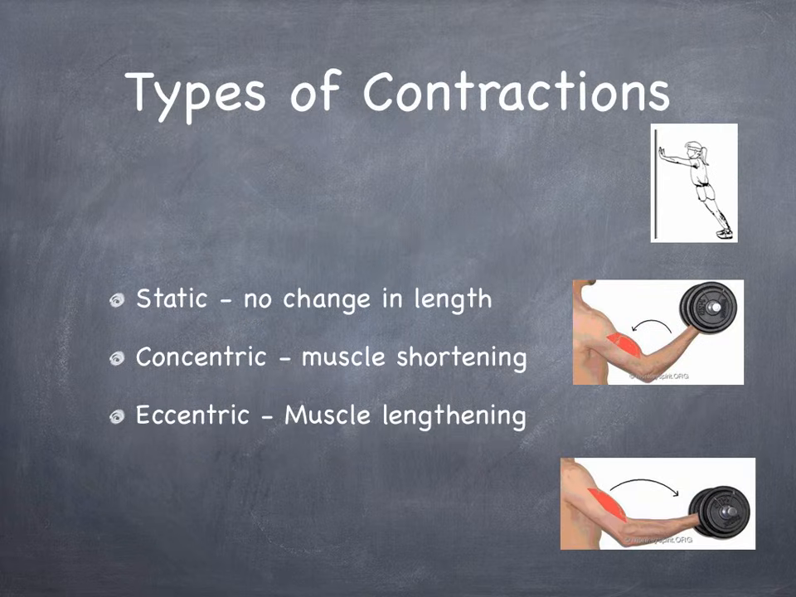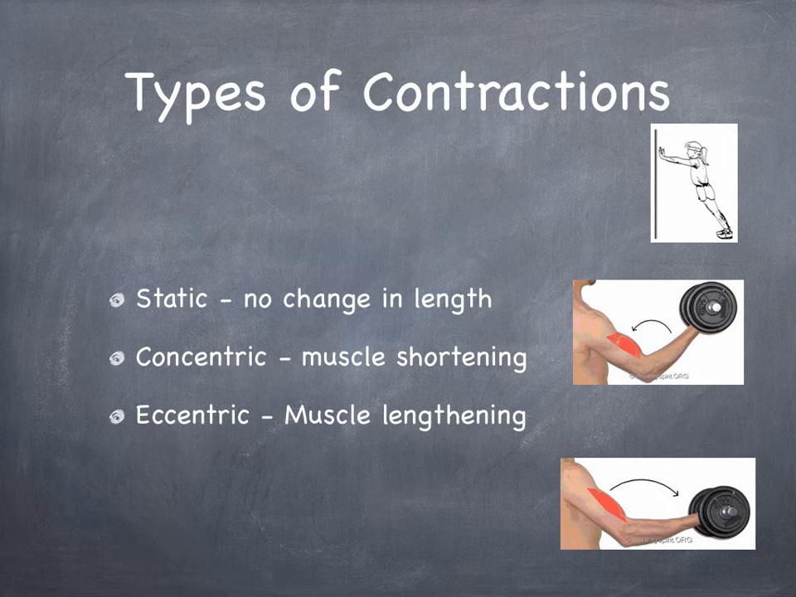There are 3 types of contractions that are static. Static contractions have no change in length on the muscle. An example of a static contraction is somebody pushing on a wall or pushing against something that is not budging. Your muscles are not lengthening or contracting. They are remaining static.